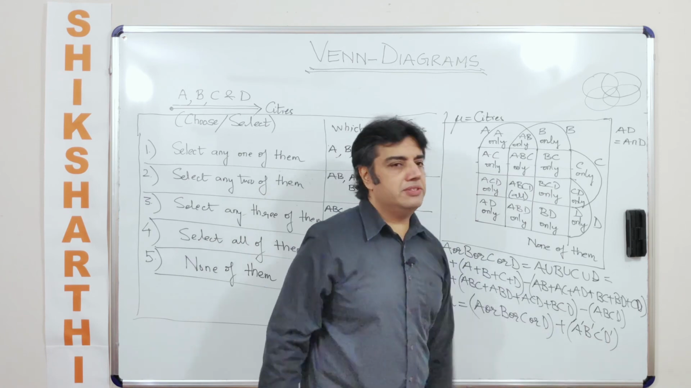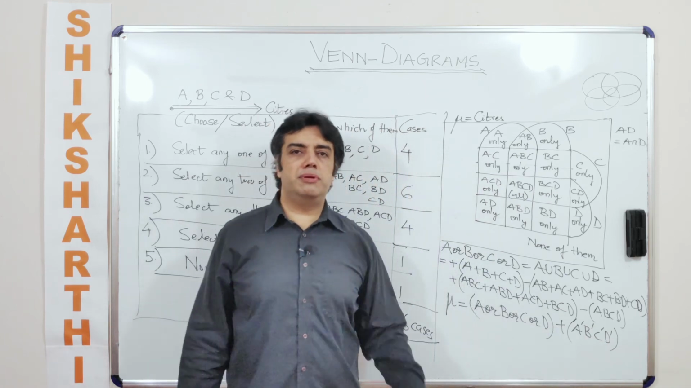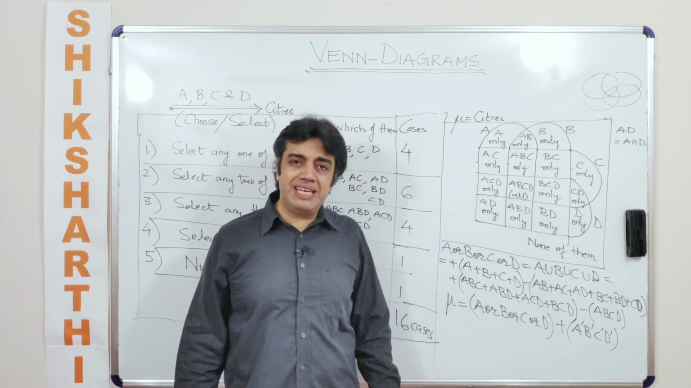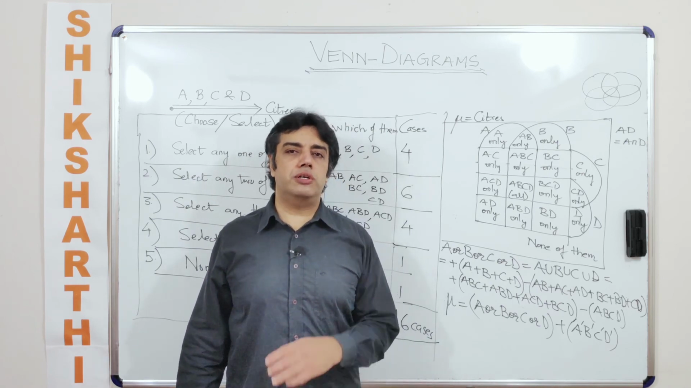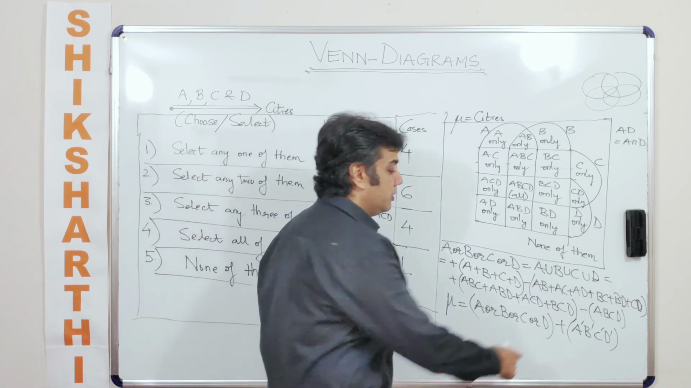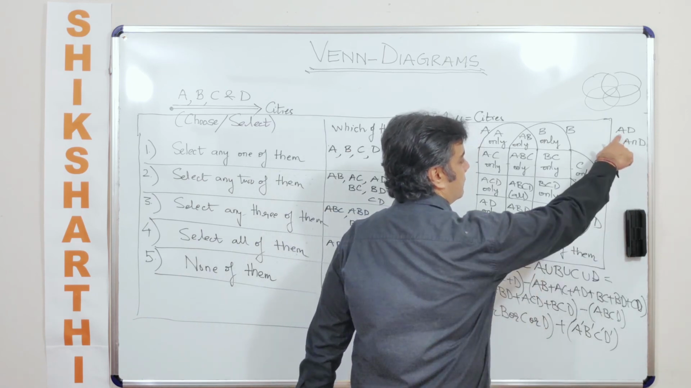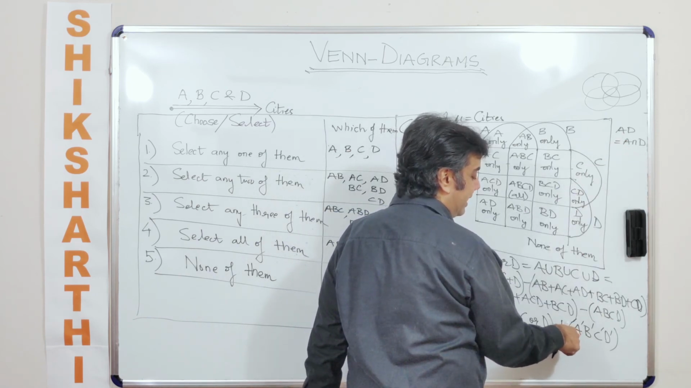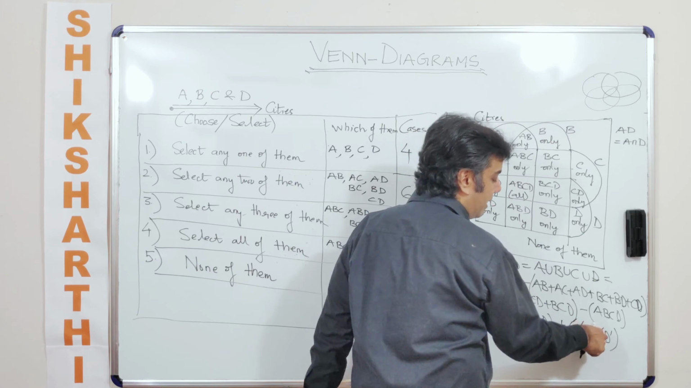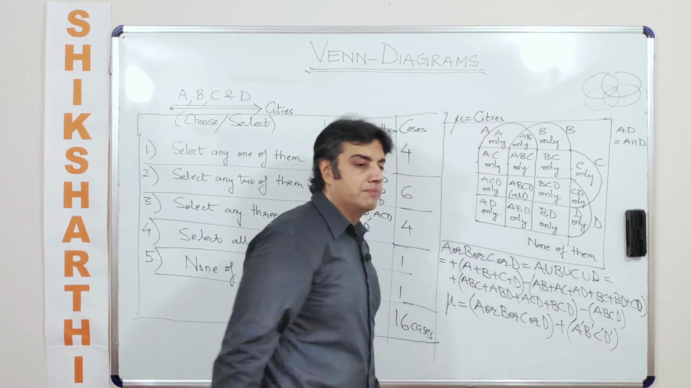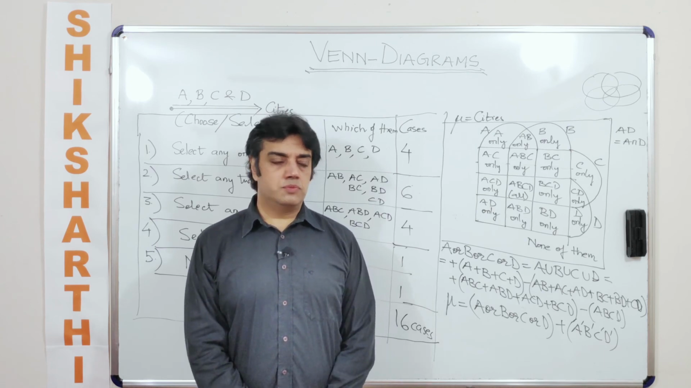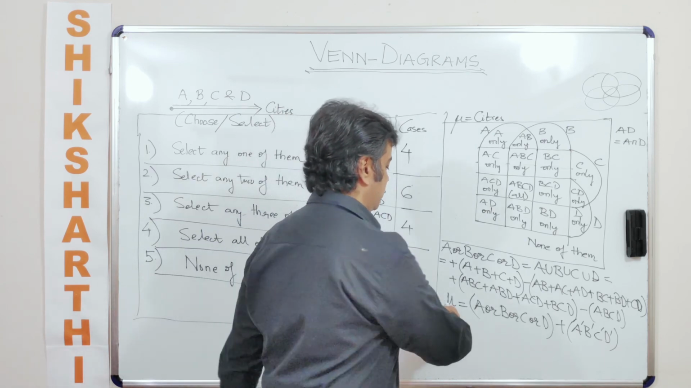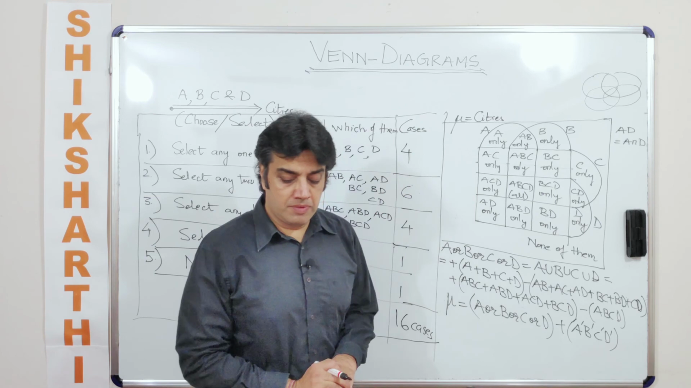So A complement means that you are not talking about A, B complement means you are neither talking about B, C complement means you are not talking about C even, and D complement means what? You are not talking about D even. And when you have written in this format, this goes without saying, you are talking about A bar and B bar and C bar and D bar. Right? So this is what mu represents.